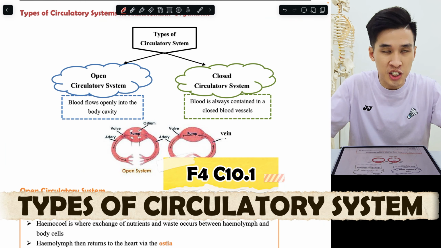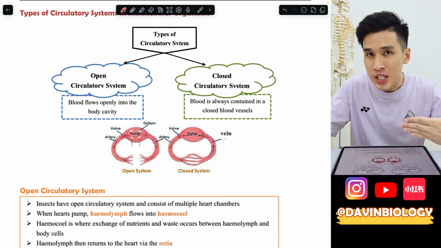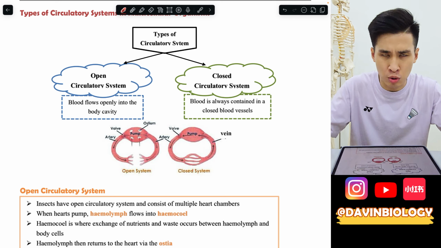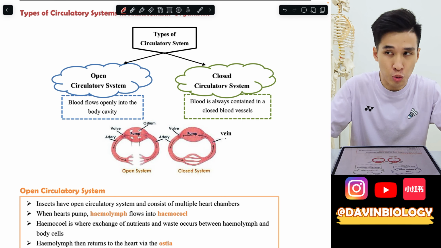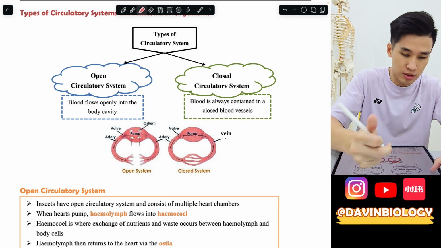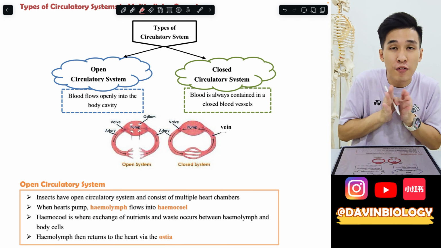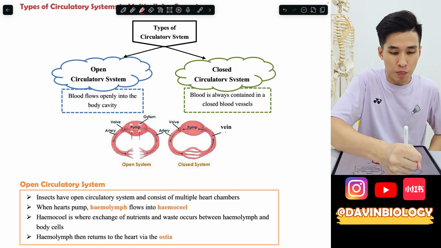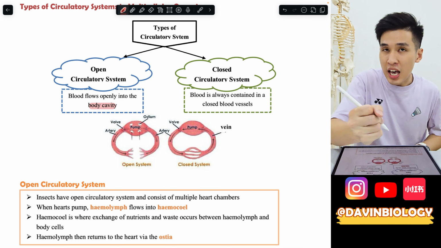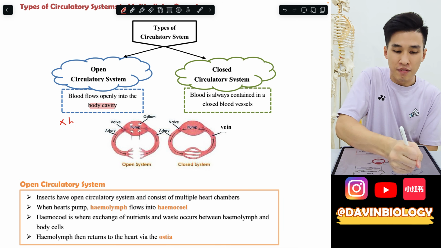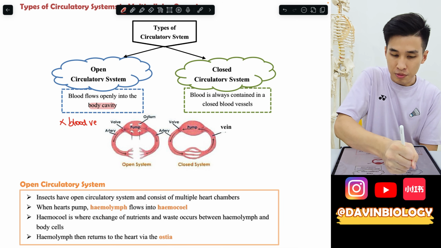So for types of circulatory system, there are actually two types: open and closed circulatory system. You only mainly need to know the definition between these two if they ask you to compare them, so it's like 1 or 2 marks only. For open, it means the blood flows openly into the body cavity. These animals basically lack blood vessels. They don't really have blood vessels.